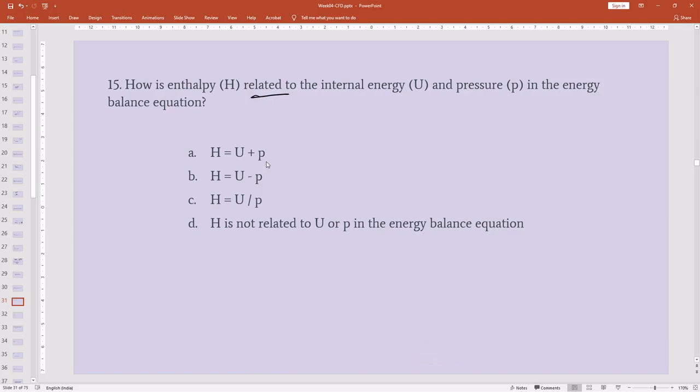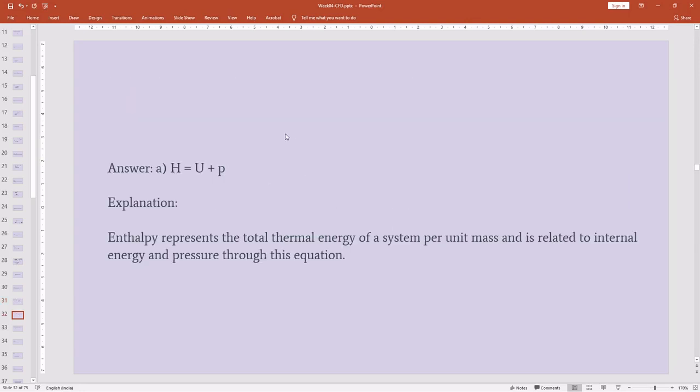The answer is option A. H is equal to U plus P. The question is about how it is related, so we don't need the exact equation. We need the relation. Here in the energy balance equation, we know H is equal to U plus PV, and in intensive quantities the relation is H is equal to U plus P. So we just need the relation.